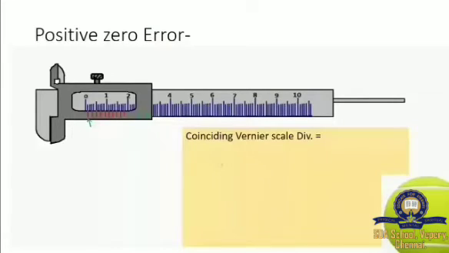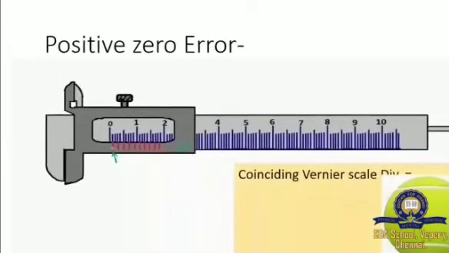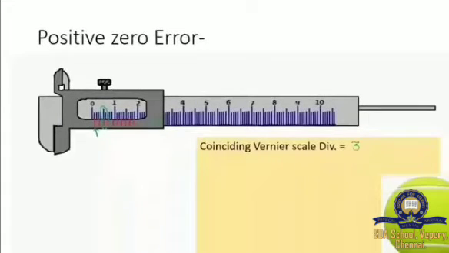Let's calculate it. To calculate it, first we have to find the coinciding vernier scale division. So we need to figure out a vernier scale division which coincides perfectly with any main scale division. Here let's check the first vernier scale division. It's not coinciding. Second, third, you can say the third vernier scale division is perfectly coinciding with a main scale division. So this is 1, 2, 3, third division. So you have to write 3.